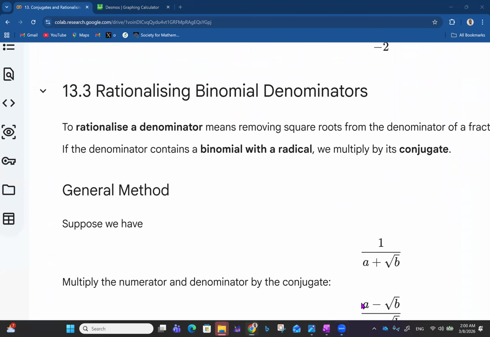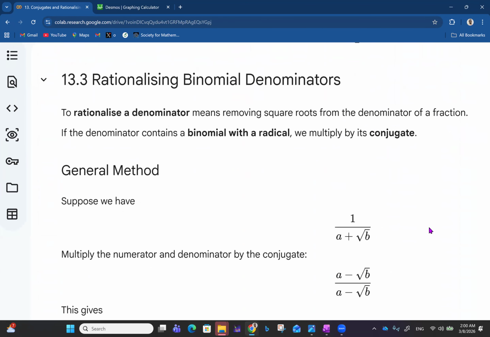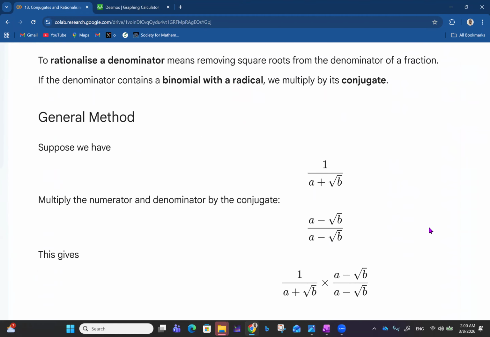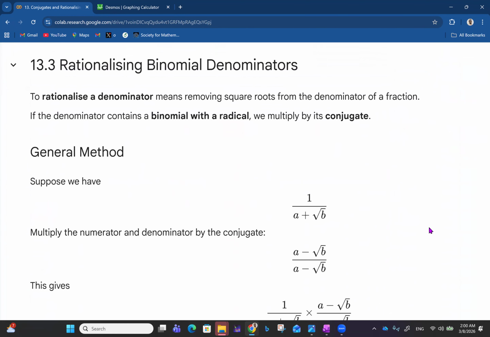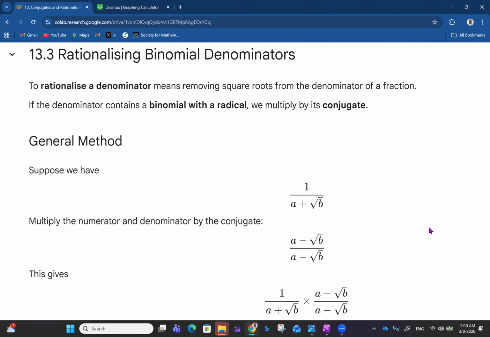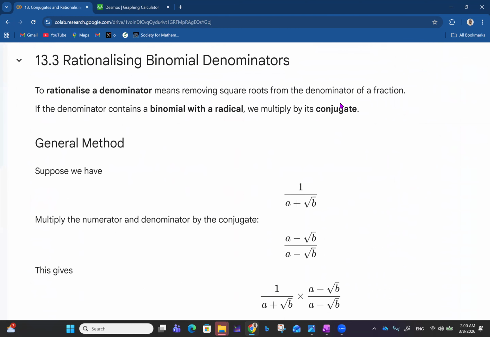So 13.3 now, we talk about rationalizing binomial denominators. To rationalize a denominator means removing square roots from the denominator of a fraction. If the denominator contains a binomial with a radical, we multiply by its conjugate. The general method is that you have 1 over a plus root b, so you multiply the numerator and denominator by the conjugate, a minus root b over a minus root b, because the conjugate of a plus root b is a minus root b.